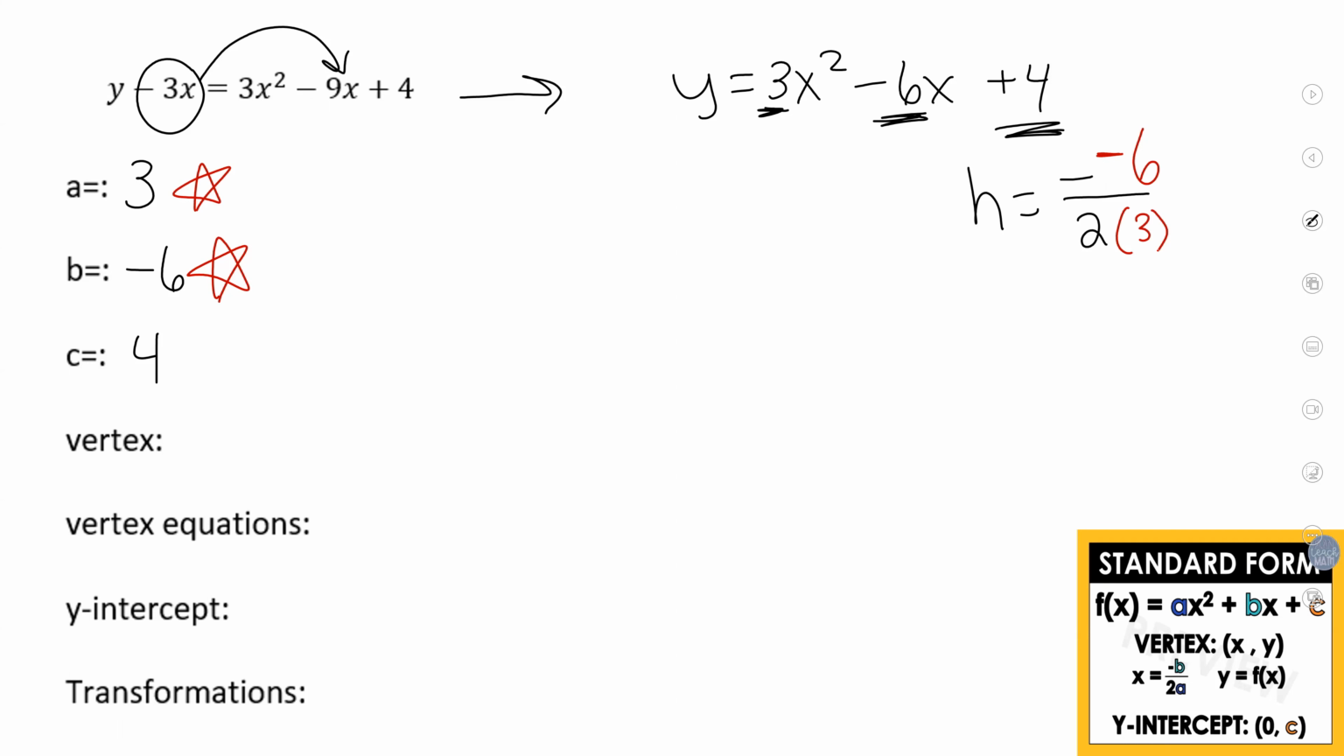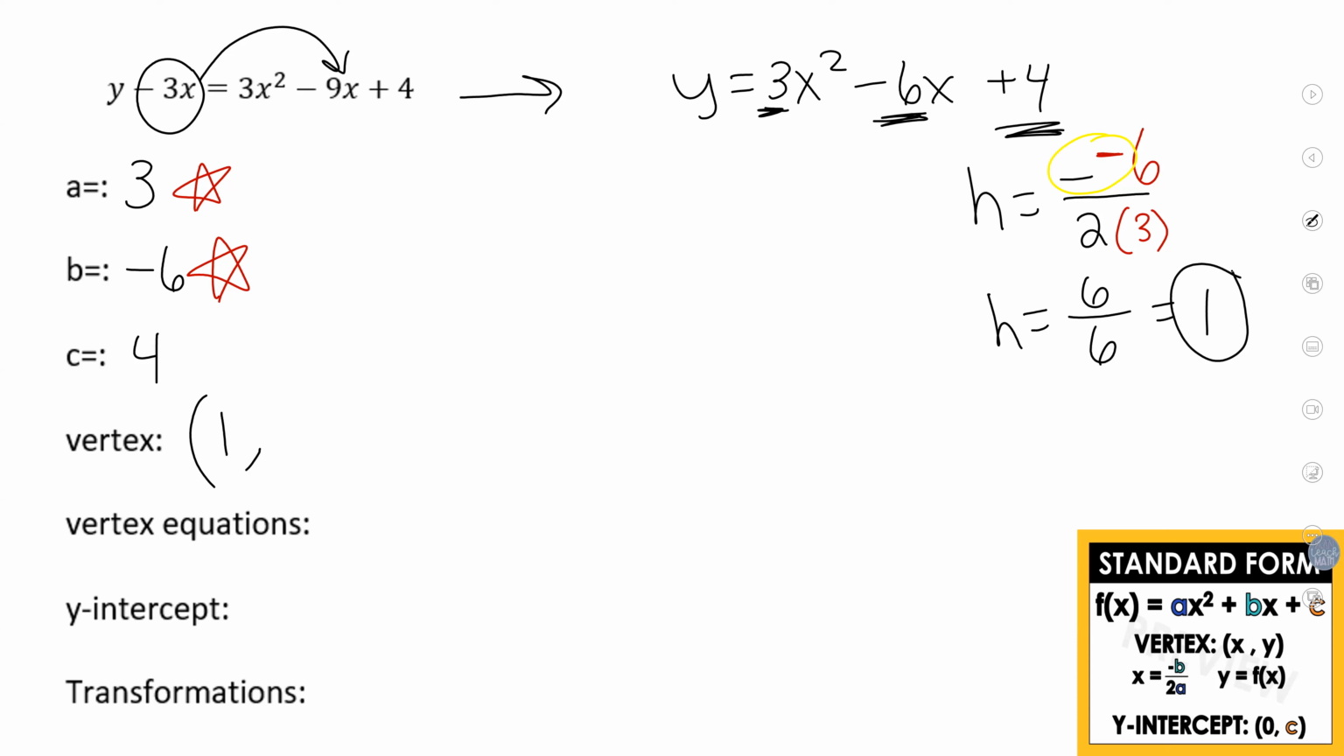Now let's evaluate what this is. These two negatives, what do they make? A positive. So I'm going to have h equals positive 6 over 2 times 3 is 6. So h is just 1. 6 divided by 6 is 1. So we found the x value of the vertex, or we call it h. Now that I found what h is, how do I find k? Yep, we're just going to plug it in.